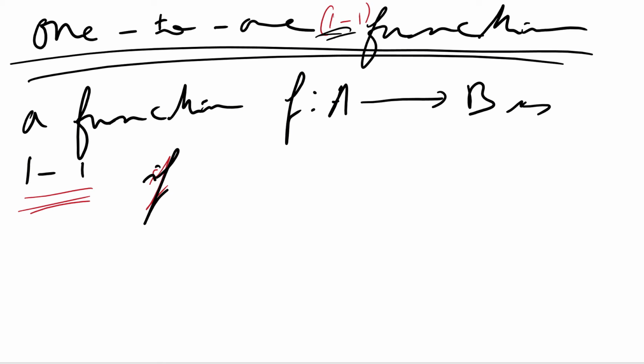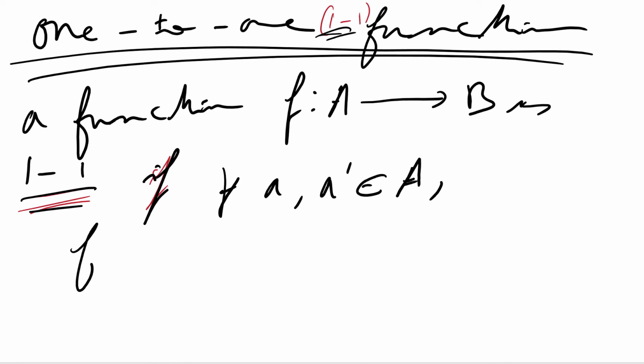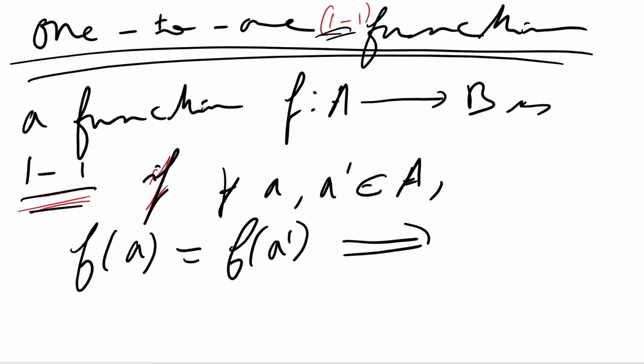So I say the function f from A to B is one-to-one if for all A, A prime in A, f of A equal to f of A prime implies A equal to A prime.